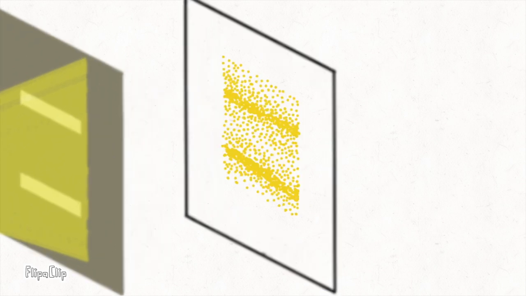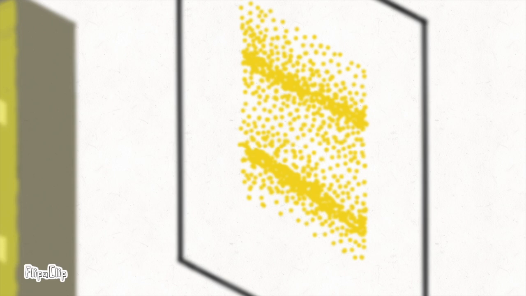The results of the experiment were not what they expected. The pattern formed on the blank screen was wave-like. There were several bands that had a greater density of photons that faded in their density before increasing again in density. But there was a twist.